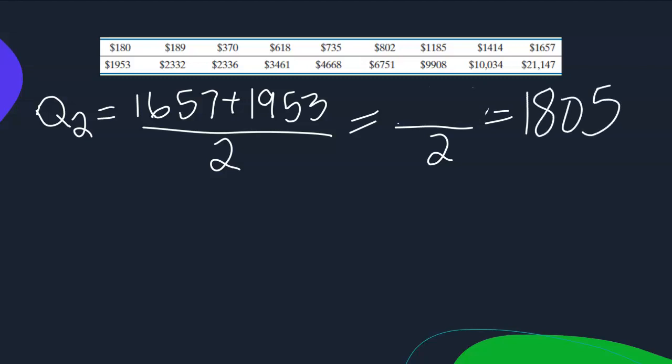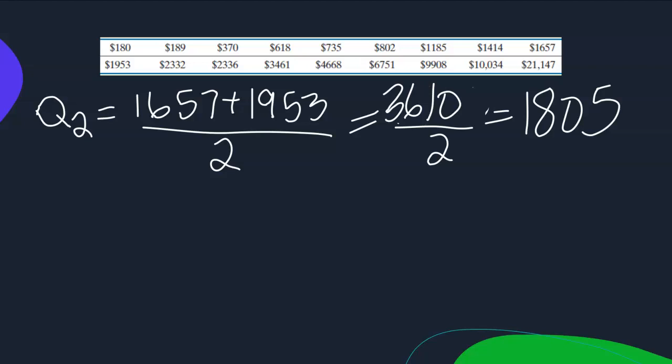But when you add the 1657, let me let you know what I get. When I added the 1657 and the 1953, I got 3610. And then when you divide that by 2, you get the 1805. So 1805 is your median, which is your Q2, which is the value that separates the first half of the data from the second half of the data, okay? So that is your middle value.